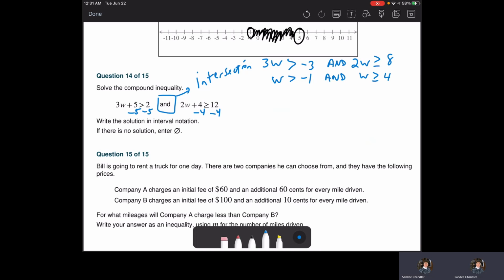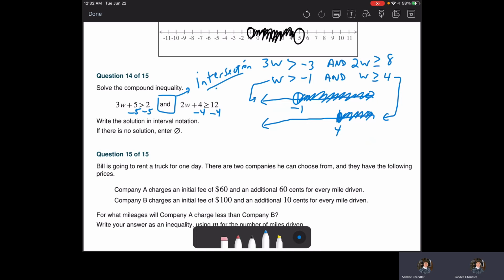Only way I know to do this is graph each one. So I've got negative 1 here. Greater than is open, and it's everything to the right. That's this one. 4 would be around here somewhere. It's closed. And it's also everything to the right. It's greater than or equal to.